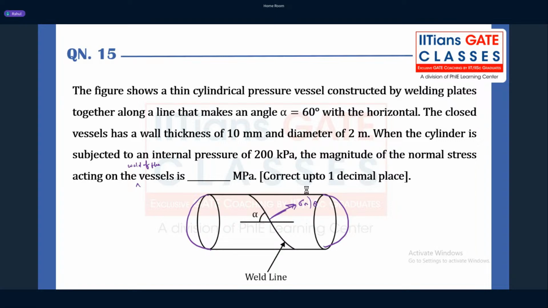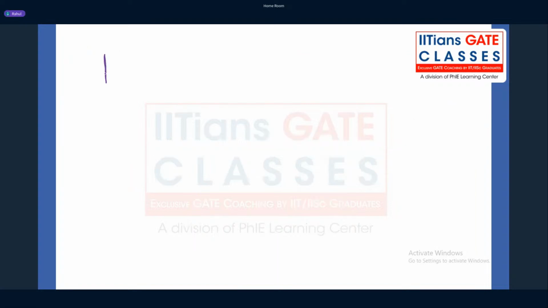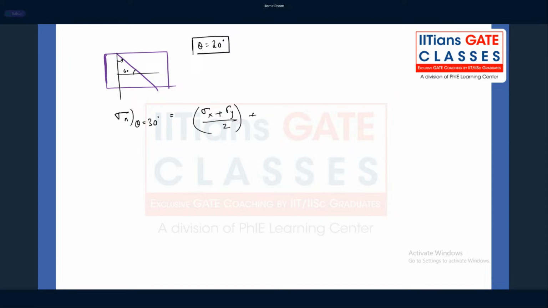Before proceeding with this question, let me make the diagram. For example, this is the weld. This weld is inclined at an angle of 60 degrees, but always we take the angle from the vertical. Then the theta value should be 30 degrees, in the anticlockwise direction. Now we are calculating sigma at theta exactly 30 degrees. So we can write sigma x plus sigma y over 2, plus sigma x minus sigma y over 2 cos 2 theta, plus tau xy sin 2 theta.